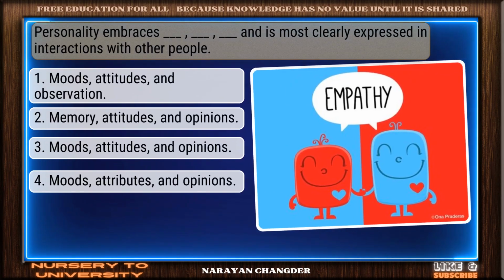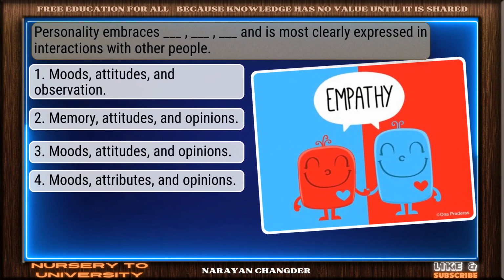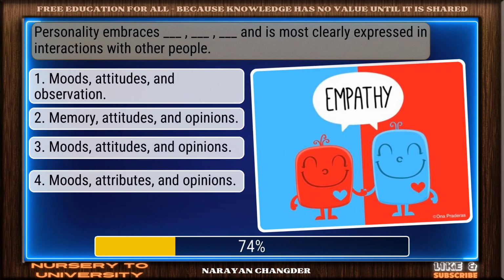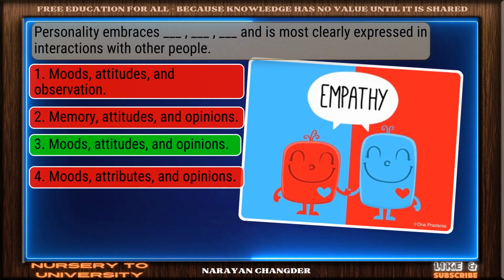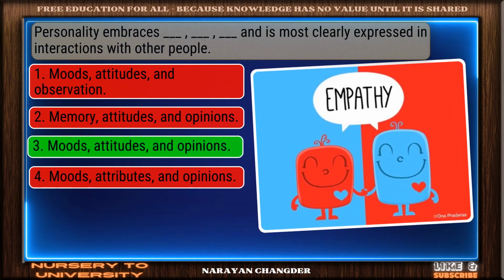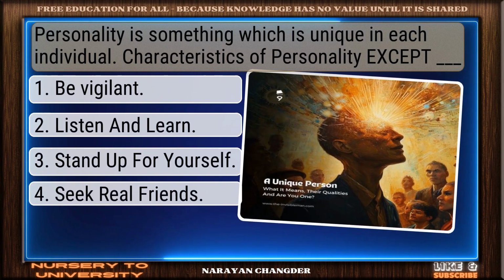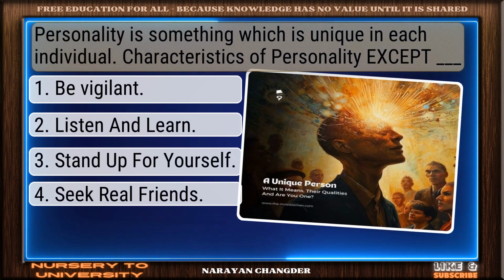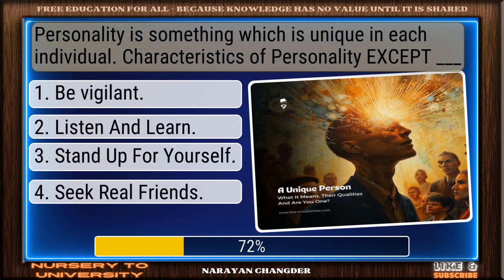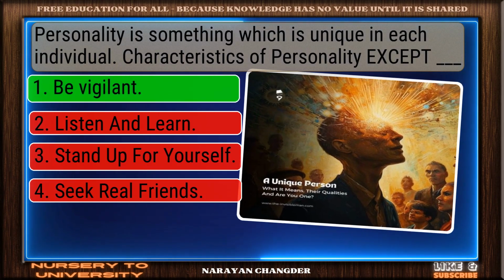Personality embraces dash, dash, dash, and is most clearly expressed in interactions with other people. Well picked. Moods, attitudes, and opinions is the correct answer. Personality is something which is unique in each individual. Characteristics of personality except dash. Great thinking. Be vigilant is the right choice.